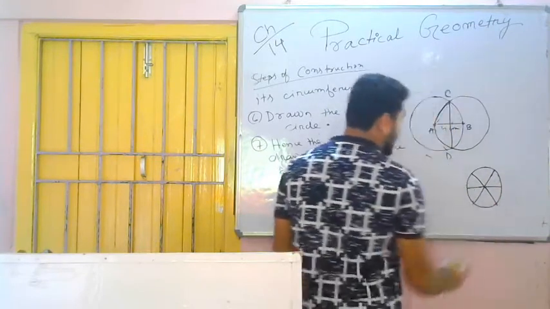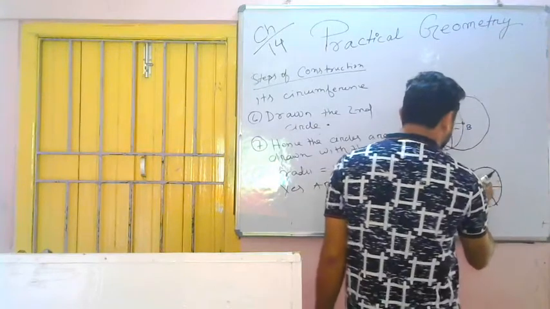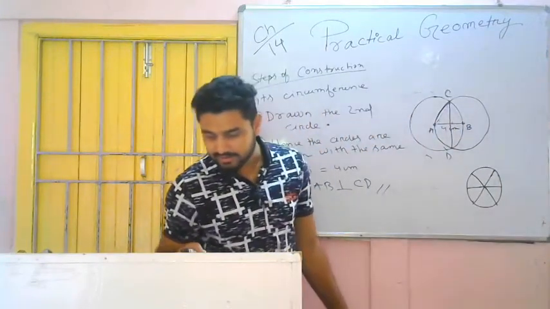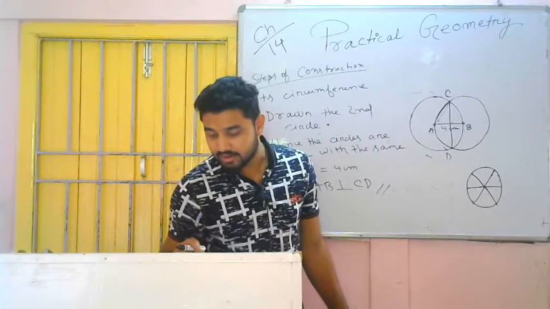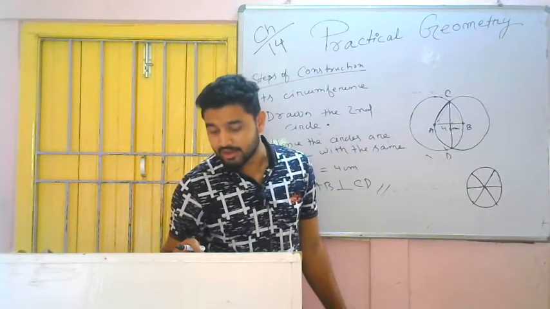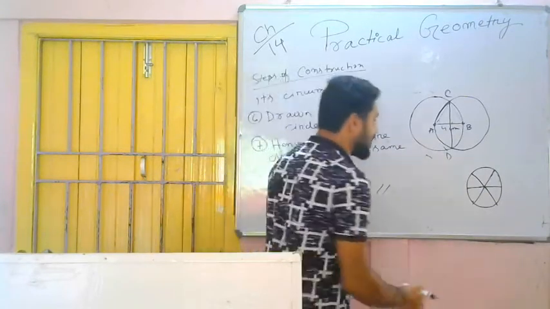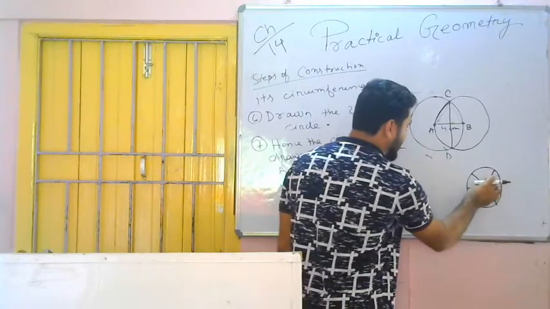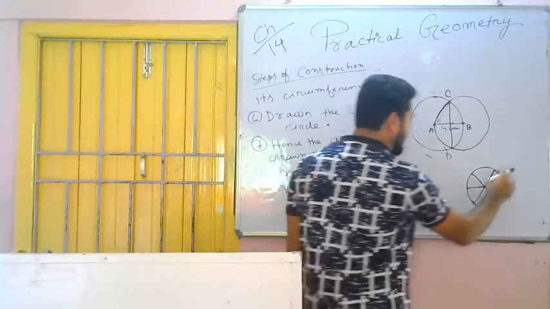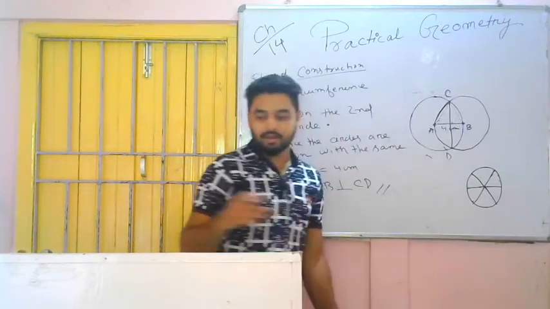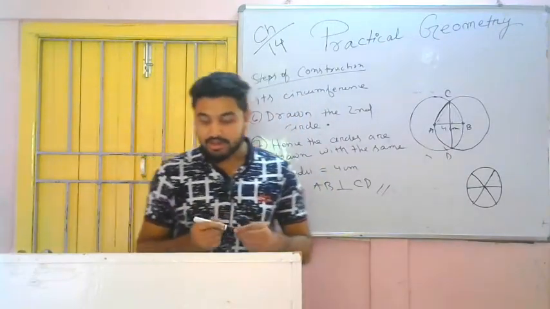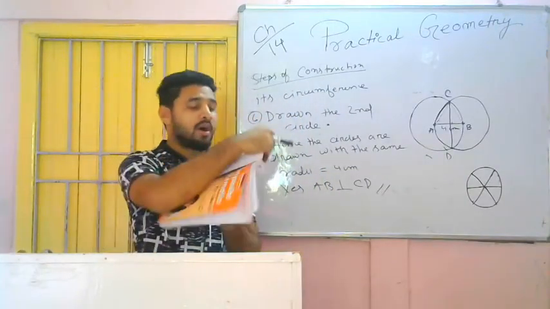Then you will get what? 1 2 3 4 5 6, and the question says to divide the circular region into 6 equal parts. So 1 2 3 4 5 6, that is the diagram, and it is also given in the question.